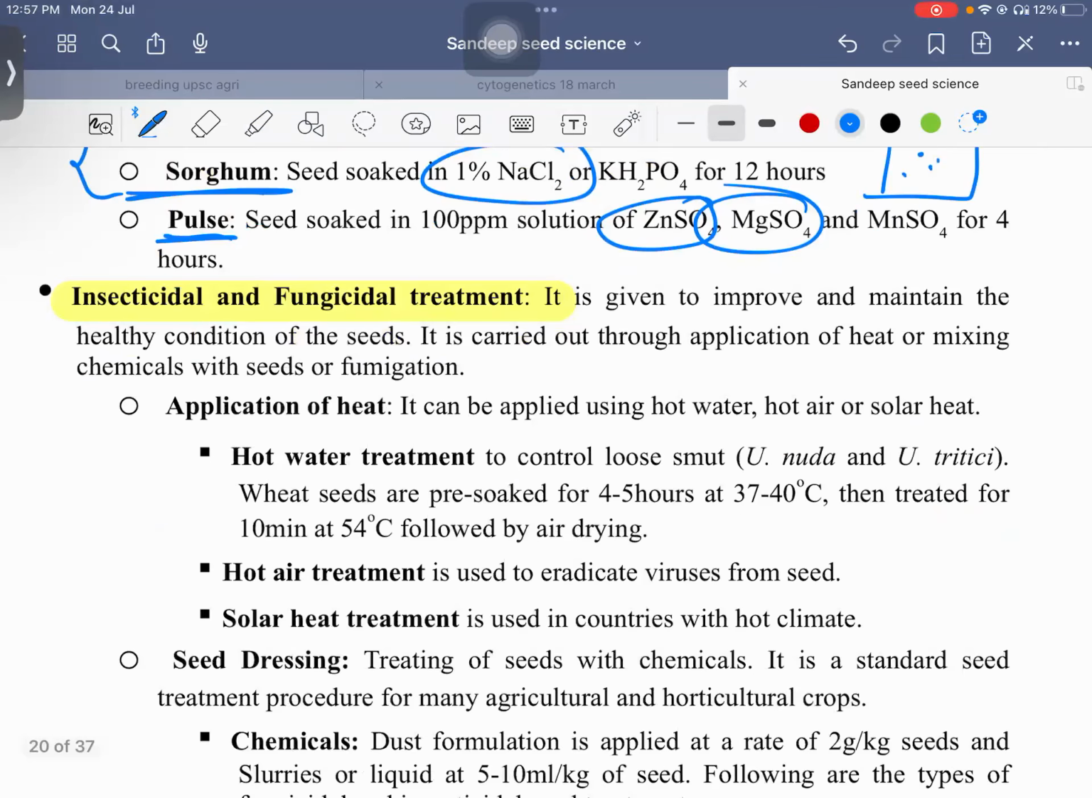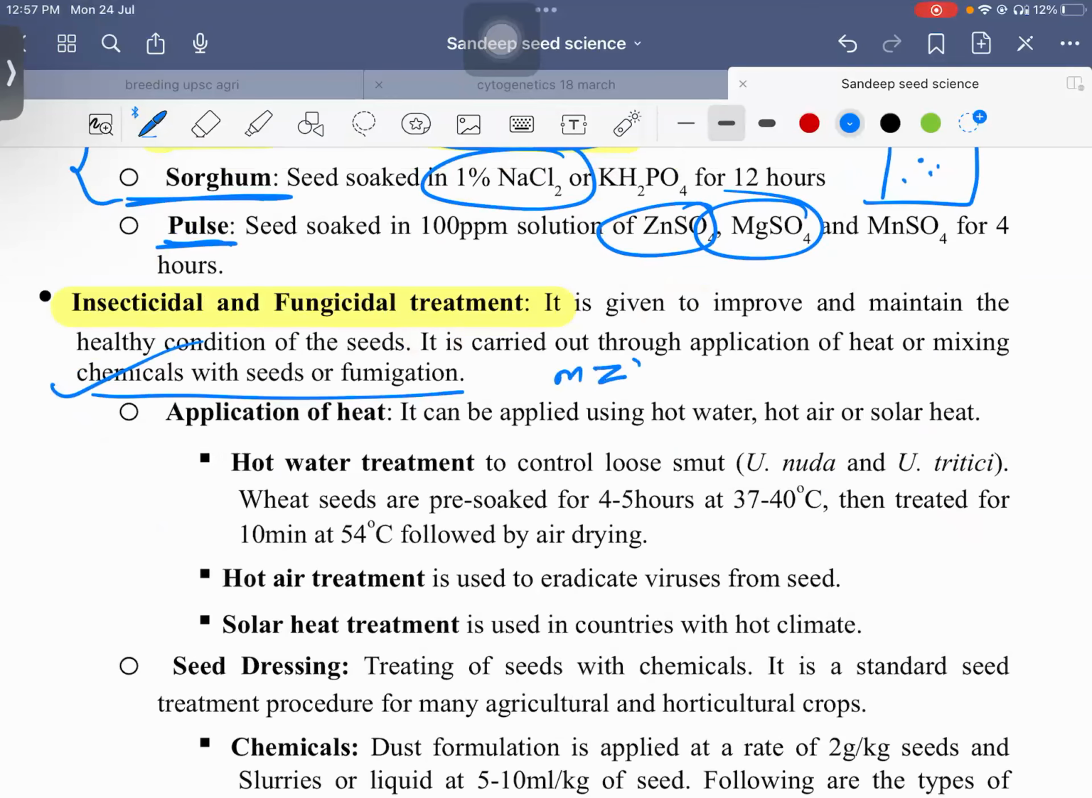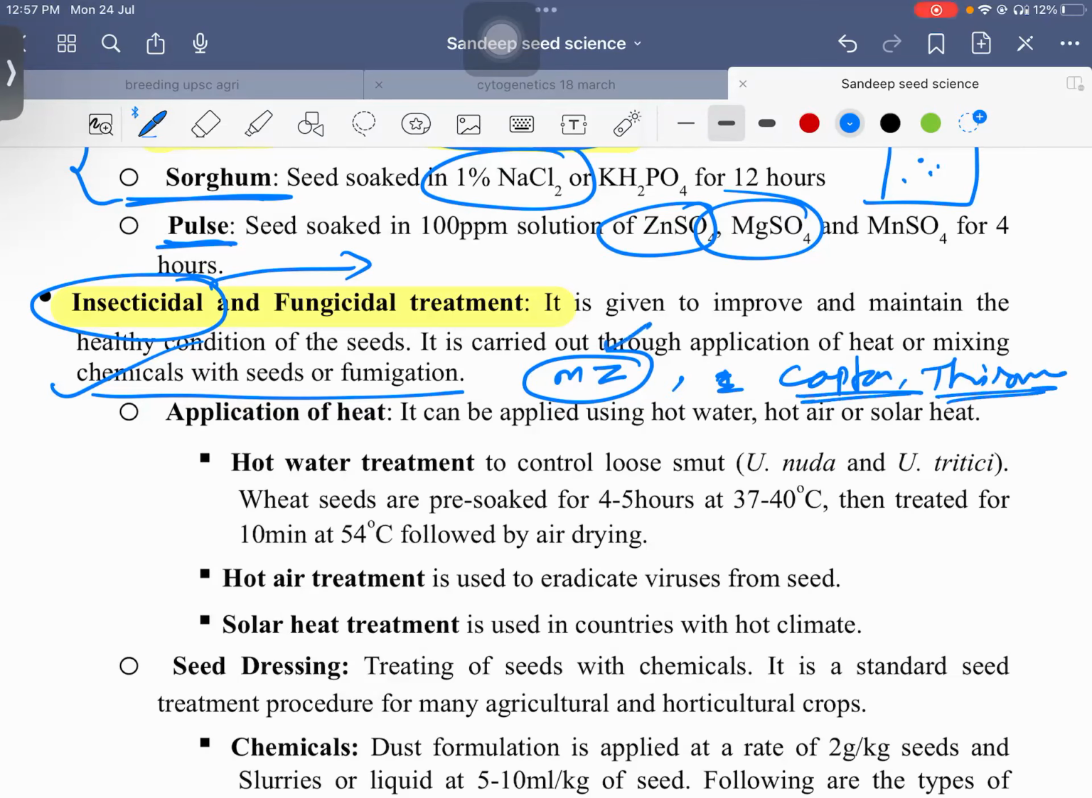Here we use different chemicals which are used for fumigation and insecticide treatment, like mancozeb. Then we have Bavistin, and we can also use different insecticides that are usually used for seed treatment. Captan is there, Thiram is there. These all you can use. But usually we use mancozeb and others. Bavistin we don't generally use on seeds, only on the crops.